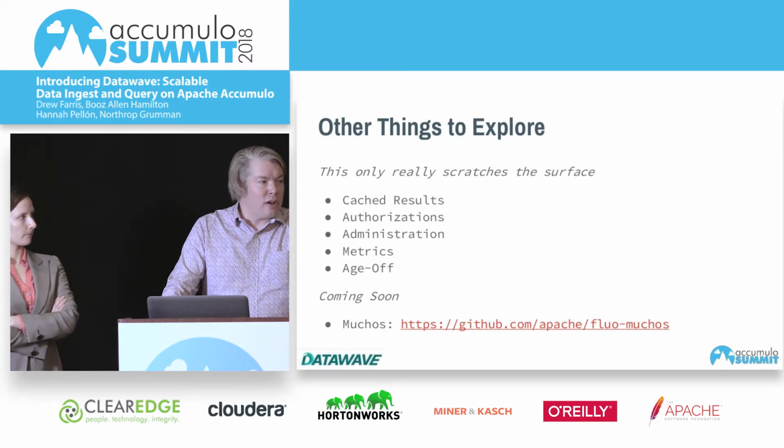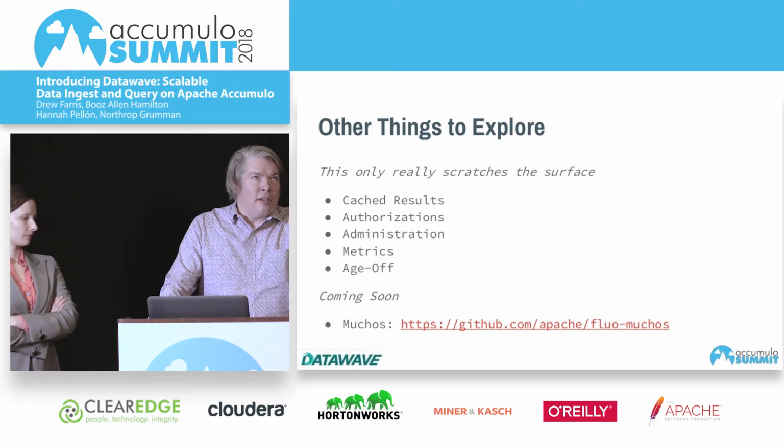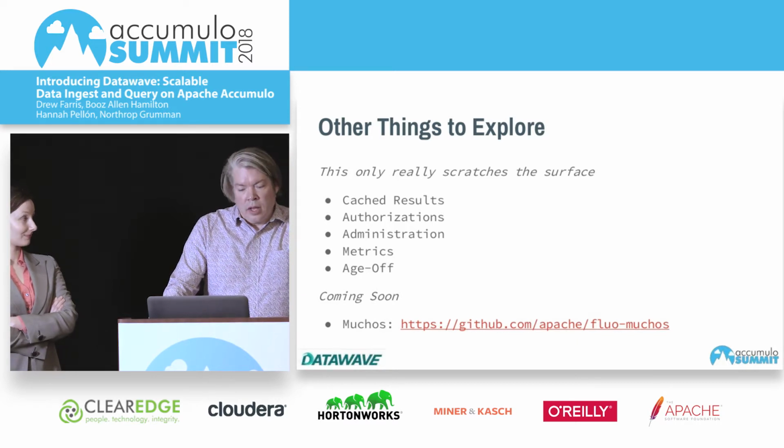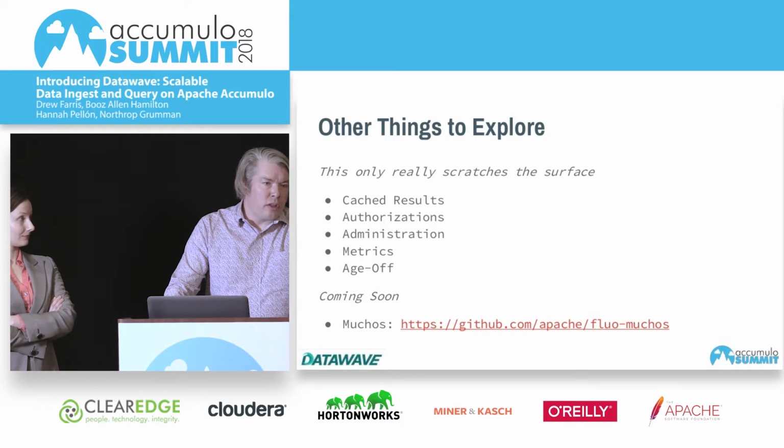Like, we didn't even talk about the authorization model at all in terms of how it passes authorizations down to Accumulo. The fact that you can basically ingest your data in such a way so that individual fields can be revealed to certain users or not, depending on your configuration. There's a very nice cached results API that allows you to run a large query and then manipulate those results in various ways afterwards, such as sorting and grouping.